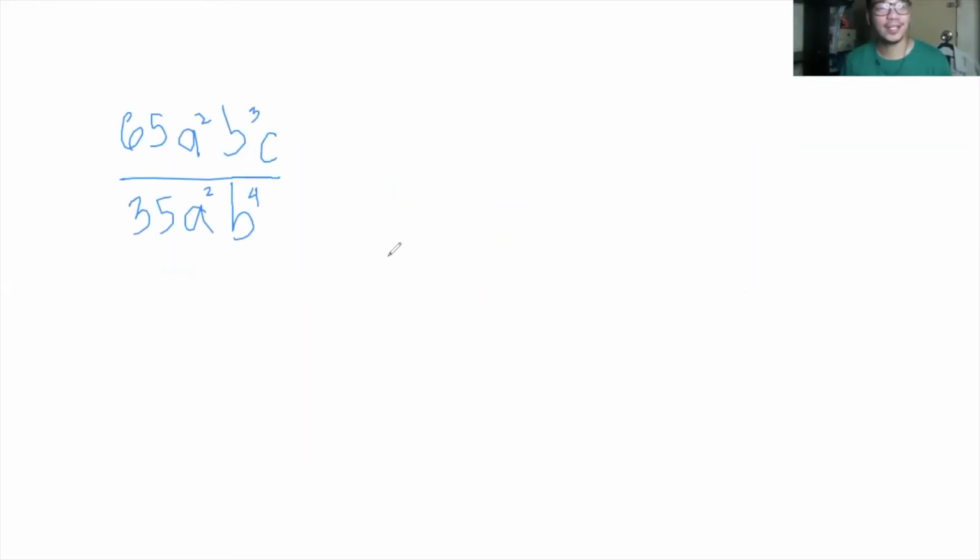Okay, let's try another one. So here, we can just do the shortcut method and find the common factor, we can divide 65 and 35. We can do that. So we can divide both of them by 5. So 65 divided by 5 is 13. Okay, and then 35 divided by 5 is 7.